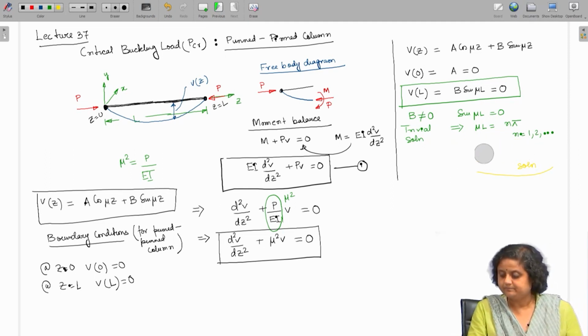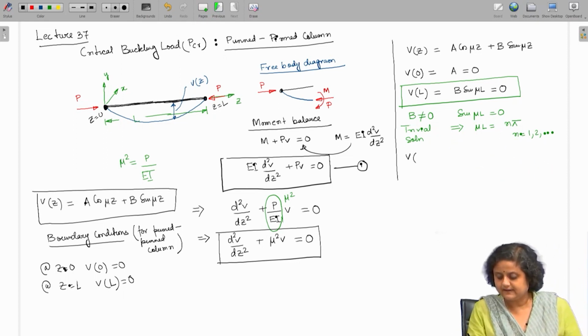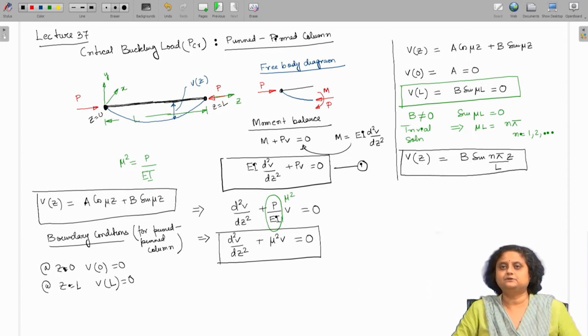Therefore, we get the solution as Vz is going to be B sin n pi by L into Z. This is the solution we get. So, this is the solution that we get for Vz, which is an acceptable solution.